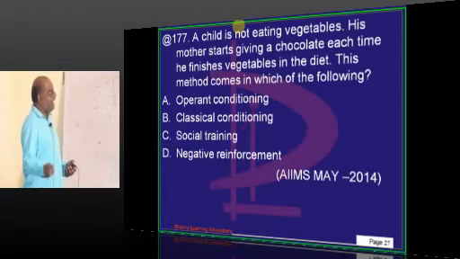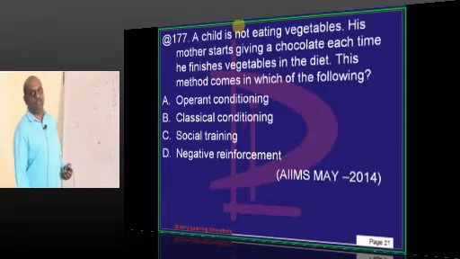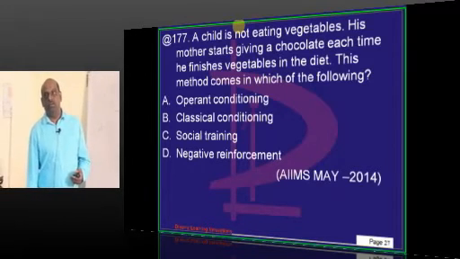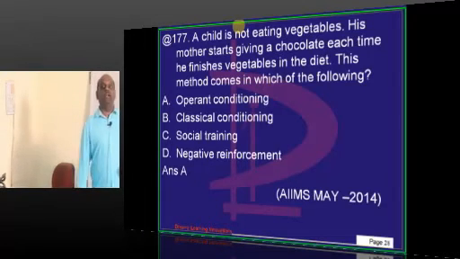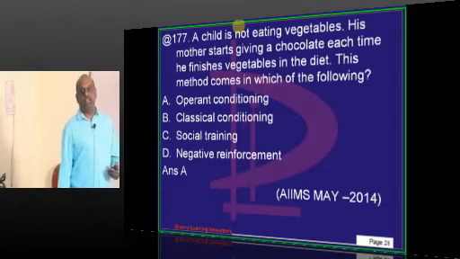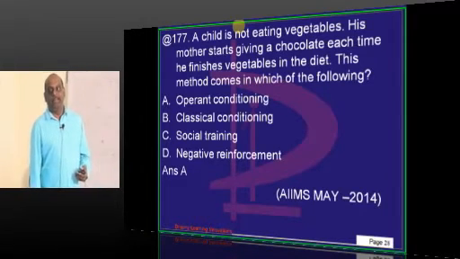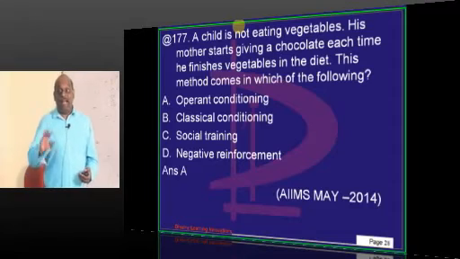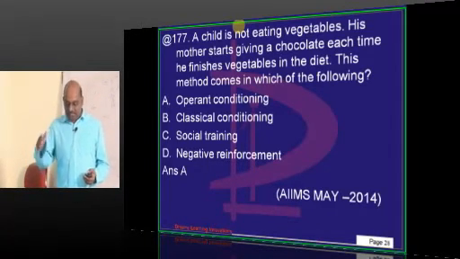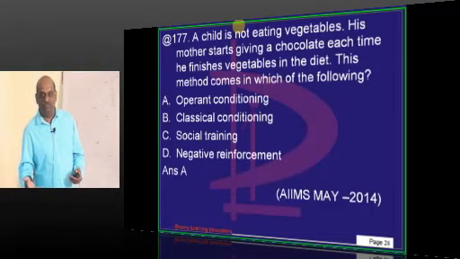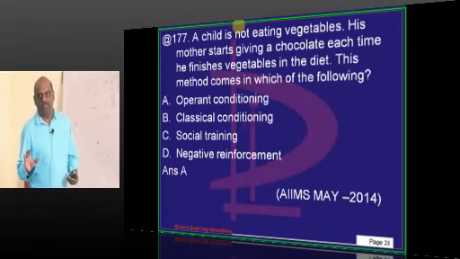A child is not eating vegetables. Mother says, I will give you a chocolate, and he finishes the vegetables in the diet. What is this method basically called? Why not classical conditioning? Why call it operant conditioning? Classical conditioning होता है Pavlov's experiment. Your natural reflexes itself will reward your mind for you to execute. That's called classical conditioning, right?